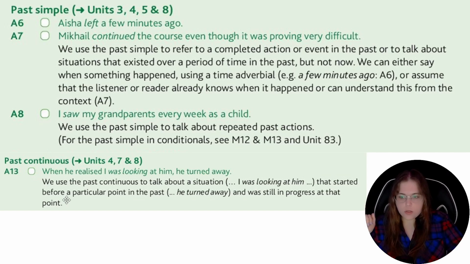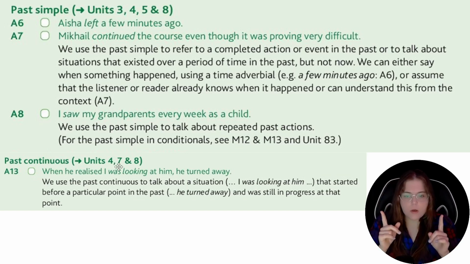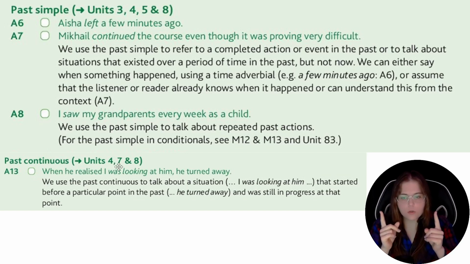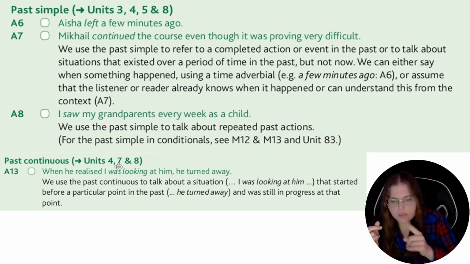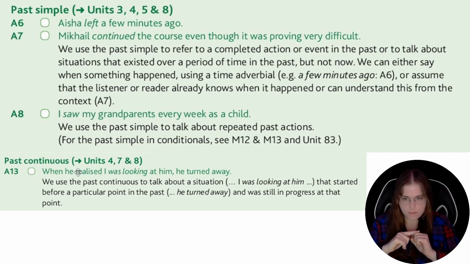Past continuous. We use the past continuous to talk about a situation that started before a particular point in the past and was still in progress at the point. When he realized I was looking at him, he turned away. I was looking at him, a long action. This started before a particular moment in the past. Which moment? He turned away, he realized, and he was still in progress at this point of time.